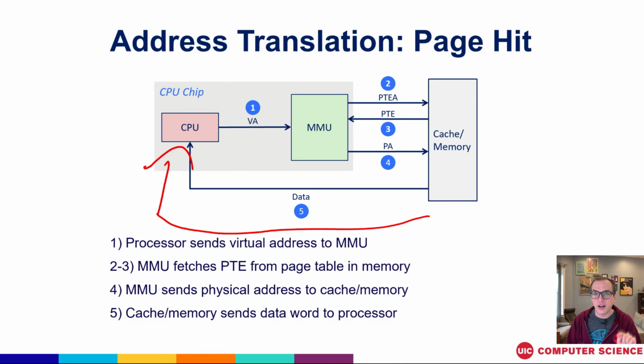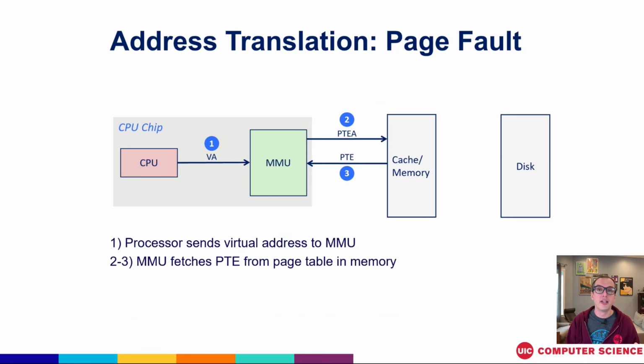1, 2, 3, 4, 5 here, all of that was purely user level code running on the CPU, using the MMU, using the page table in memory. The kernel did not execute a single instruction in this situation. Now here, it's going to be a little bit different.